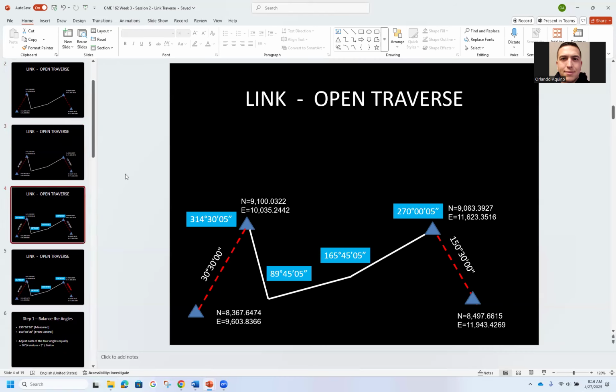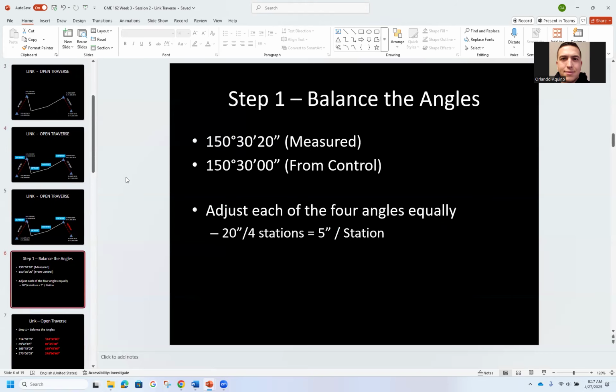So let's say we run through our numbers here. We set up here, backside here, and take our interior angle, it's 314°30'05". Then we run through the setups and close back here. Once we close, we get a different result in the ending leg, and we are different by 20 seconds compared to the given data.